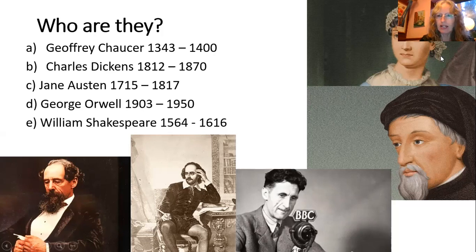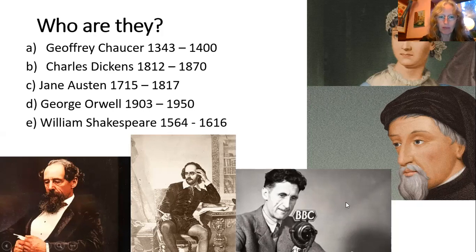This one underneath Jane Austen, the very old-fashioned looking one, that is Geoffrey Chaucer, 1343 to 1400. Now he wrote a lot of poems, and this is looking at before the Middle Ages, so it's more old High English. The English that he uses is very different.